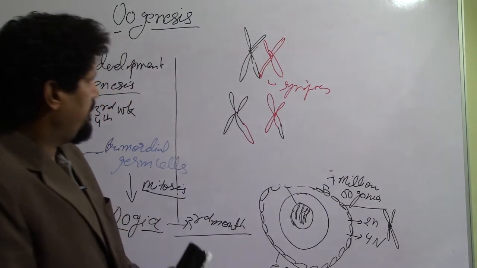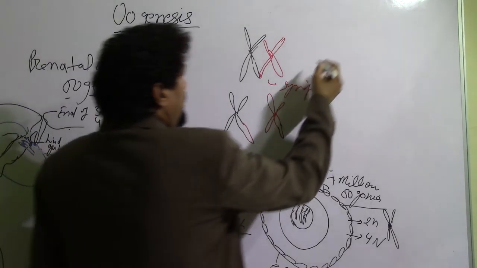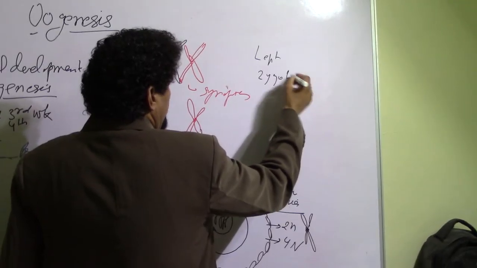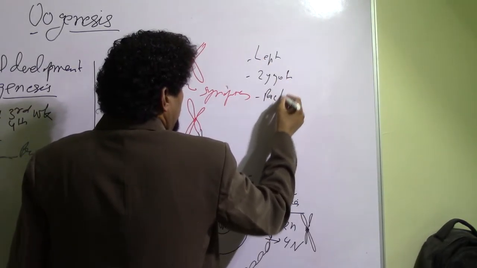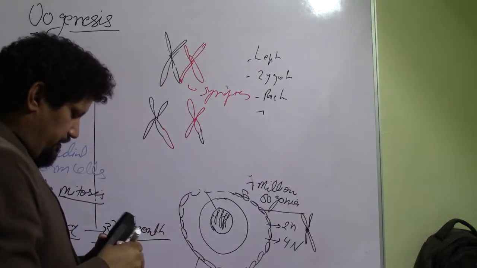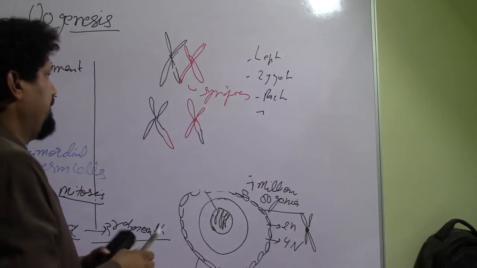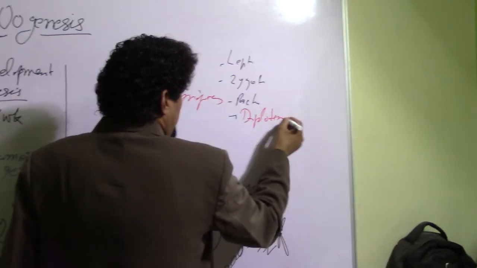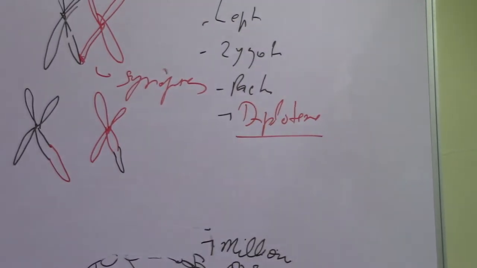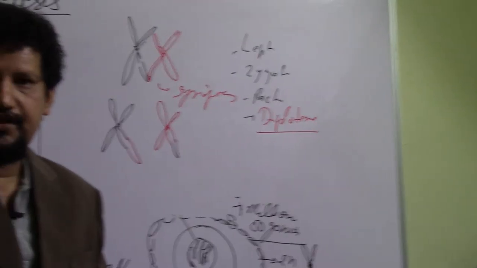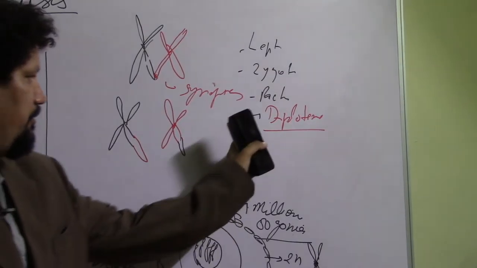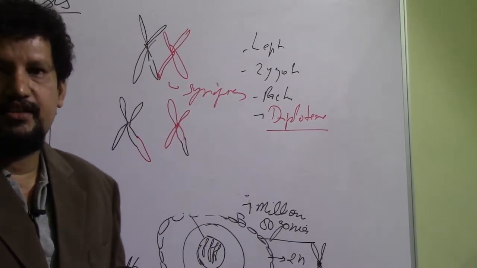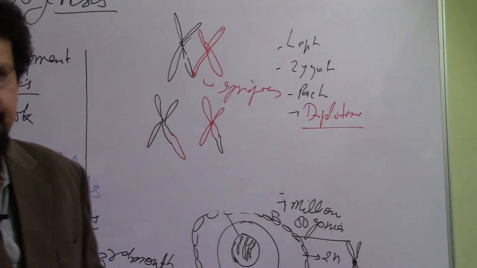The phases of the first meiotic division are leptotene, zygotene, pachytene, and the last stage of prophase one is diplotene. So the primary oocyte is arrested in diplotene of the first meiotic division due to meiotic inhibitory factor secreted by the follicular cells.